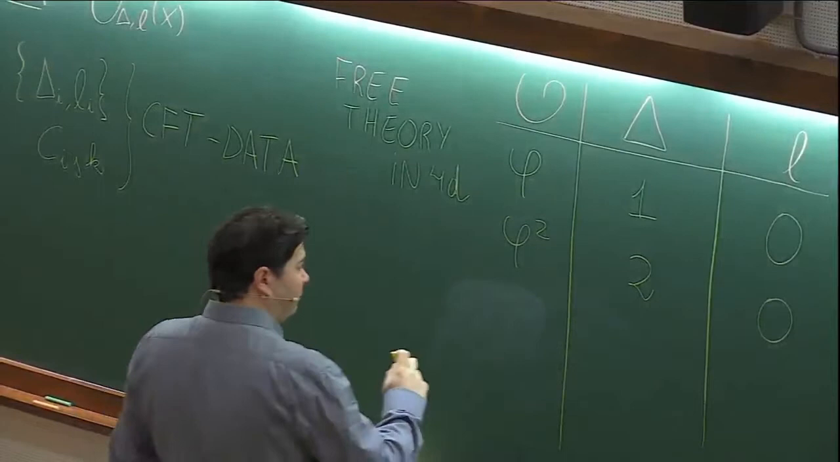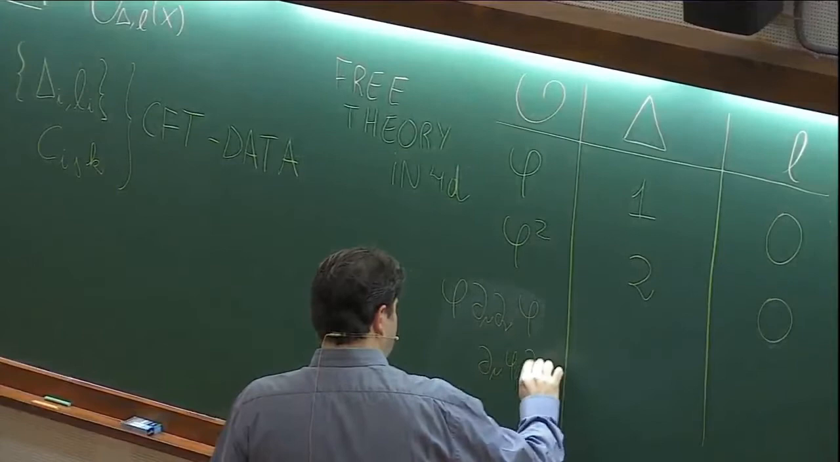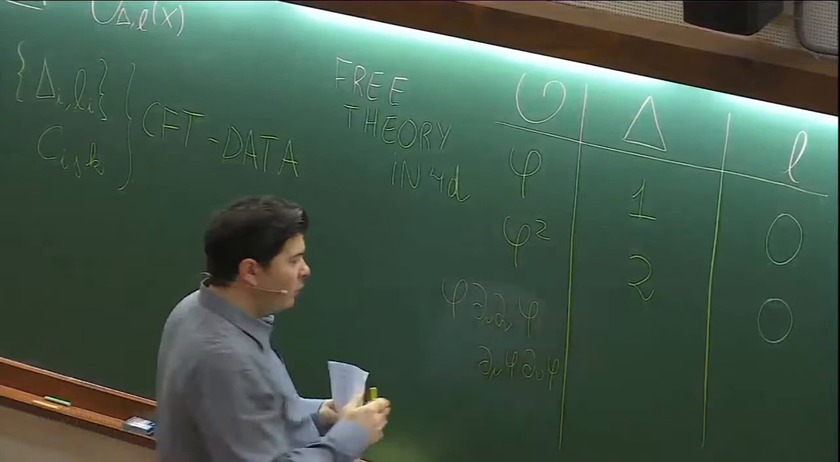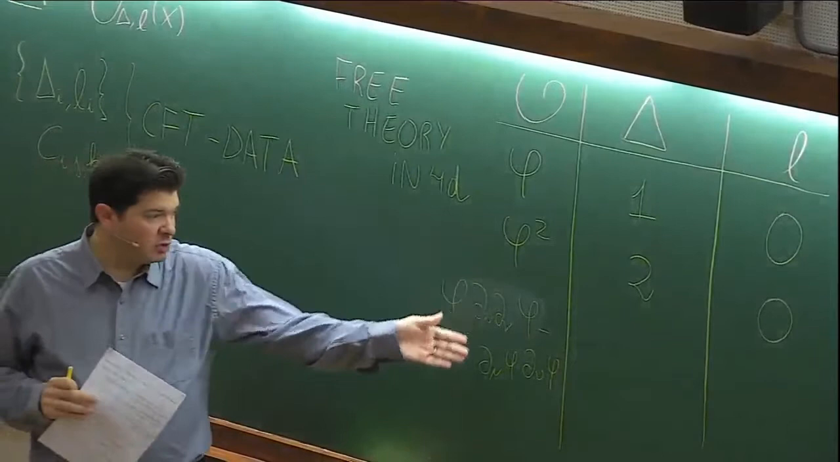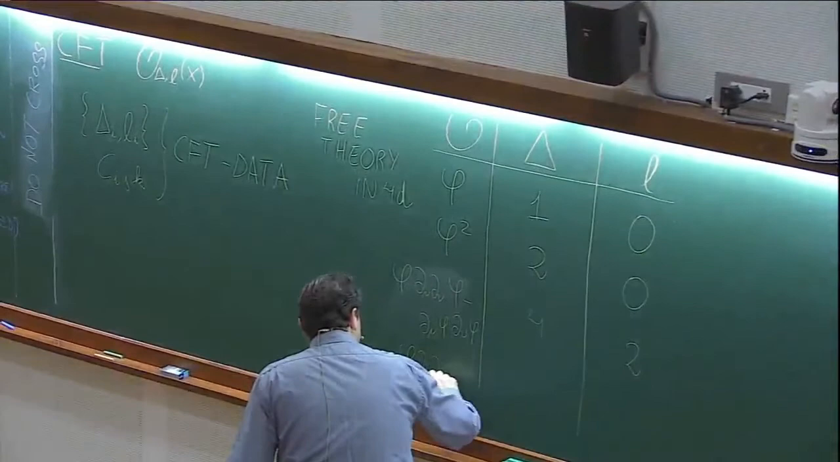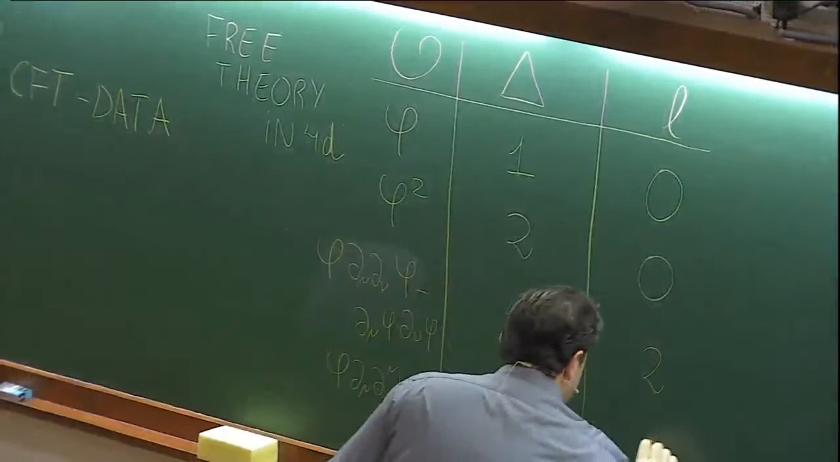So this is not a primary operator. If you want a primary operator, you need to act with derivatives on 2 fields. So for instance, you could consider d mu d nu phi and d mu phi d nu phi. Now, one of these combinations with the plus sign will be a double derivative of this, so it's a descendant, while the other combination with a minus sign is a primary operator. So this operator here has dimension 4 and spin 2. Then you can also consider something like phi, d mu phi, d mu phi, together with the other combination. And since the indices mu are contracted, this has spin 0, but it has dimension 4.